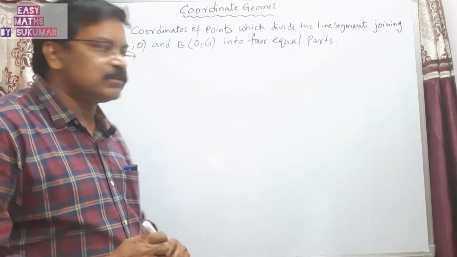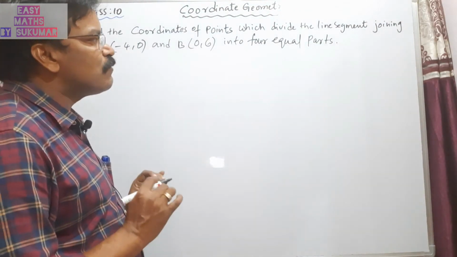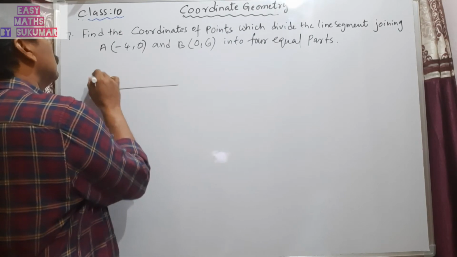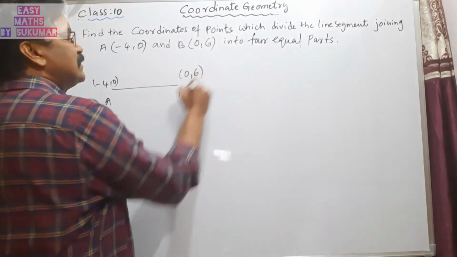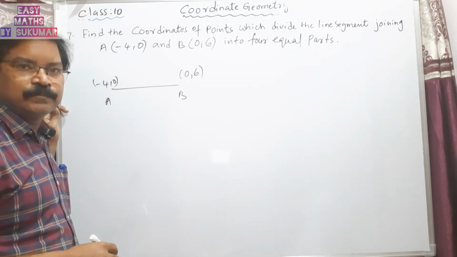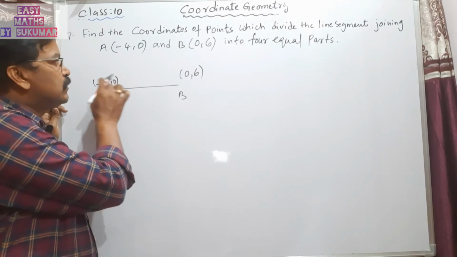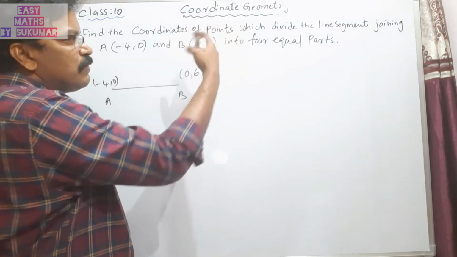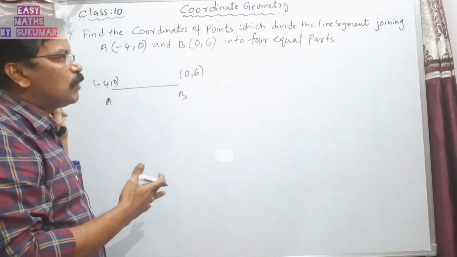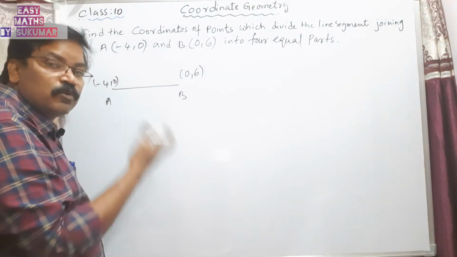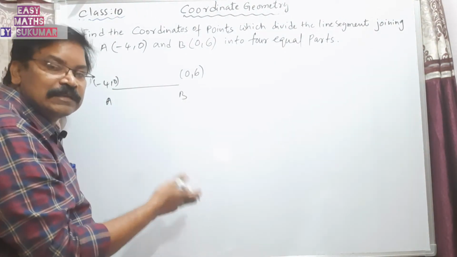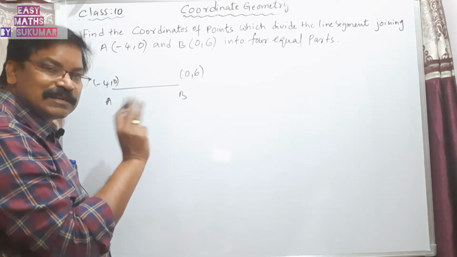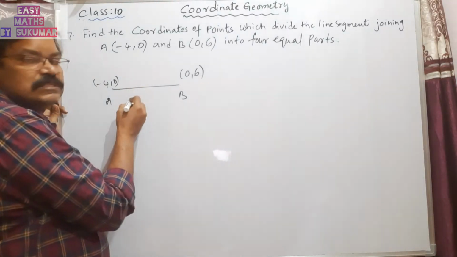Coming to the seventh question, find the coordinates of points which divide the line segment joining capital A minus 4 comma 0 and capital B 0 comma 6 into 4 equal parts. See, my dear students, these points divide this line segment into 4 equal parts. So we should find the coordinates like trisection. In trisection it divides into 3 equal parts, here 4 equal parts.